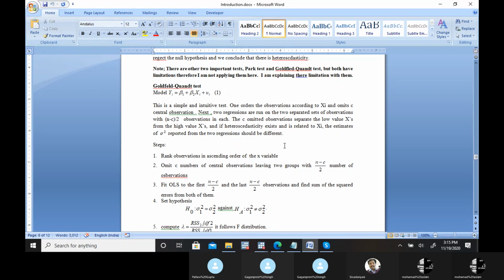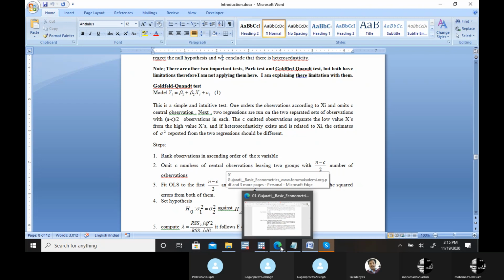The thing is, first you have to arrange the x variable in ascending order. Then you have to arrange it into two different groups. Let's take an example.